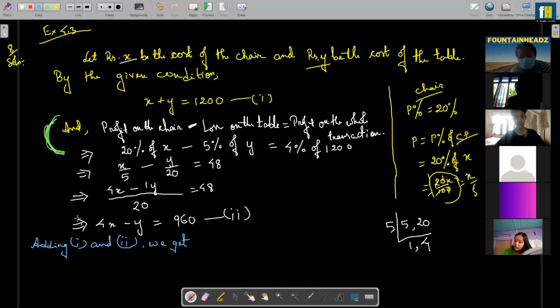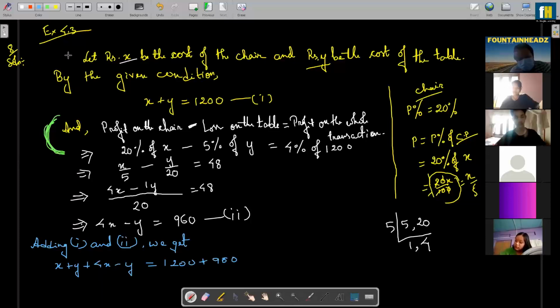Adding the left hand side of equation 1, x plus y, and the left hand side of equation 2, 4x minus y, the right hand side is 1200 plus 960. So y gets eliminated, and we get 5x equal to 2160.